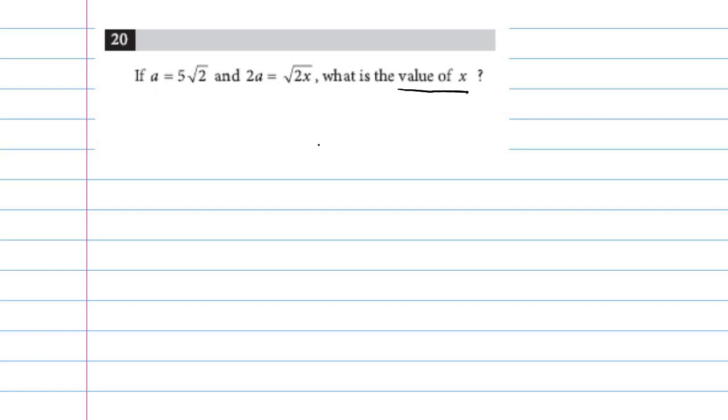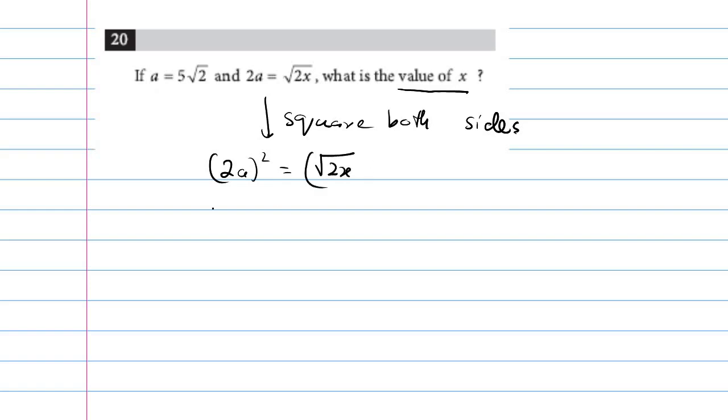So x is inside a square root. When you find some variable inside a square root, what do you do? Just get rid of the square root. You square both sides. I just want to get rid of the square root so that I can have an x out. Okay, so 2a squared equals square root of 2x squared.